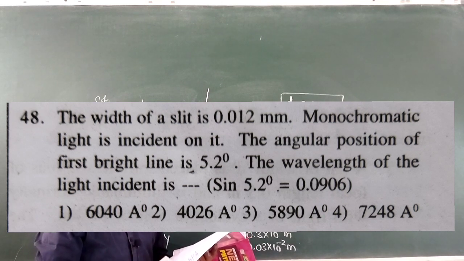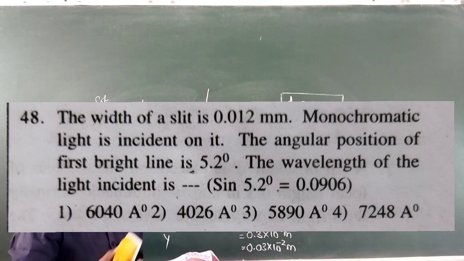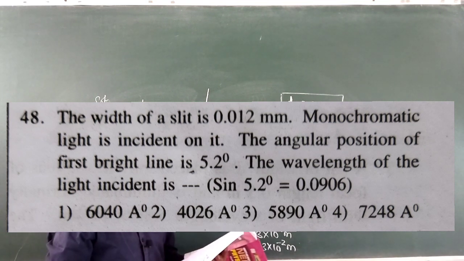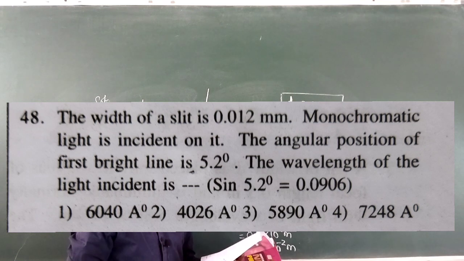The wavelength of the light incident is, means what we have to find? We have to find the wavelength of the light incident, and sin 5.2 degree value is given, that is 0.0906.